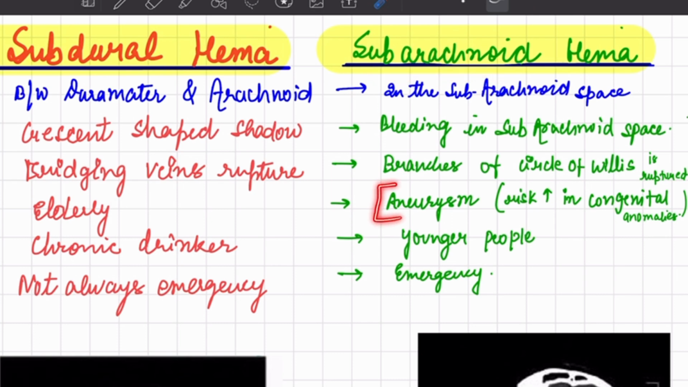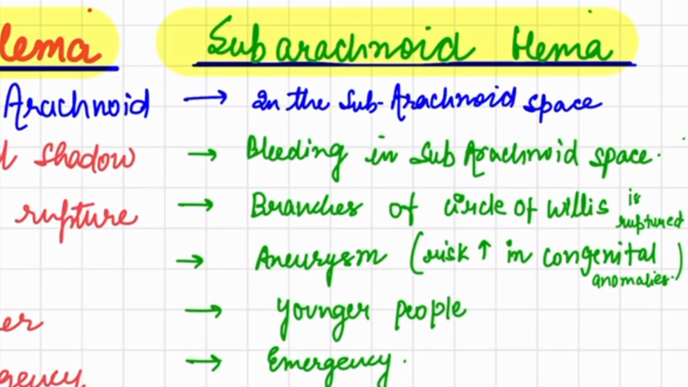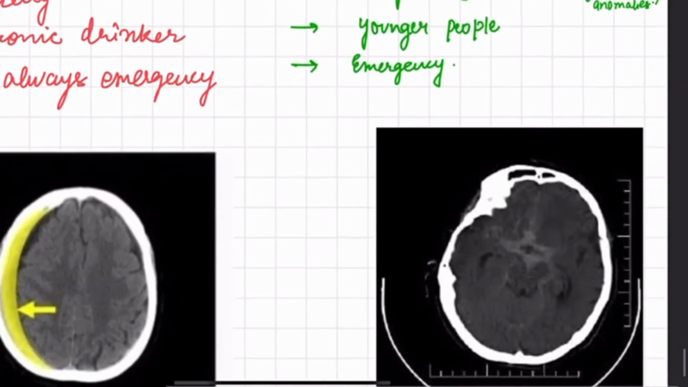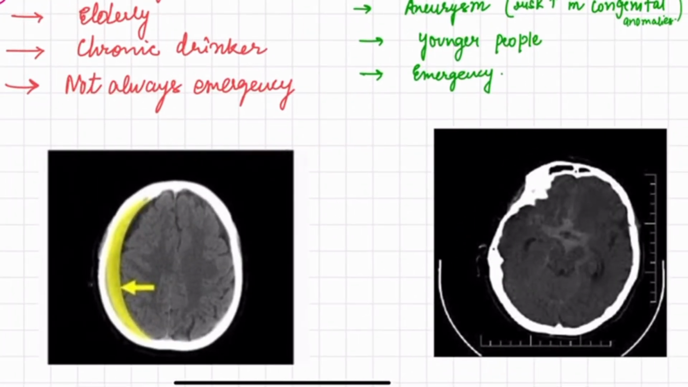The important point about aneurysm is that whenever there are congenital anomalies present inside the brain, there is a high risk of aneurysm occurring there. Since the anomalies are present since birth, the chance of aneurysm increases because of weakening of the arterial wall. Subarachnoid hematoma is generally seen in younger people, and this is also an emergency situation to be checked immediately. This is the CT scan of a subarachnoid hematoma.